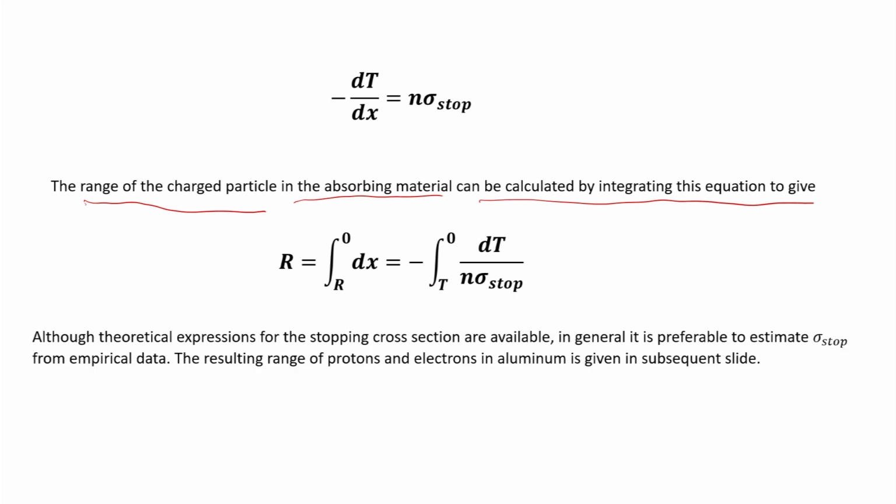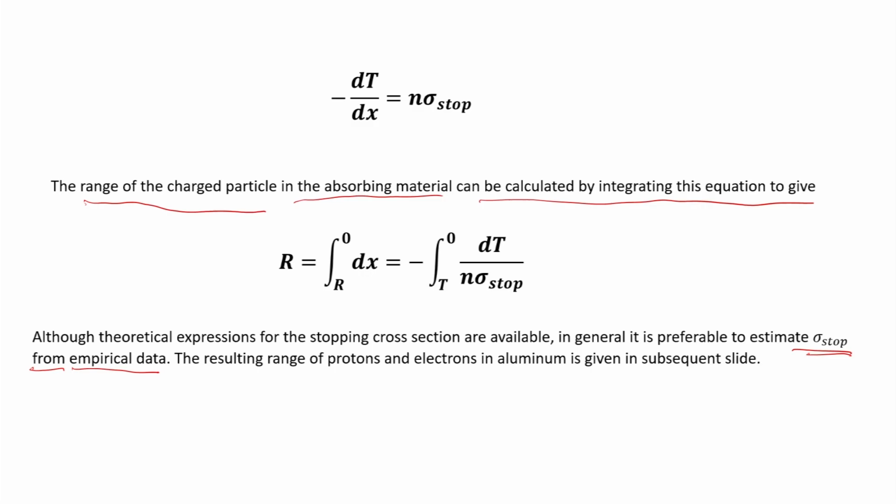Based on this, there can be theoretical expressions for the stopping cross section. These are available, but it is preferable to estimate this sigma stop, the stopping cross section, from empirical data. Empirical data means you have some measured data and you synthesize that data using regression and all those things.